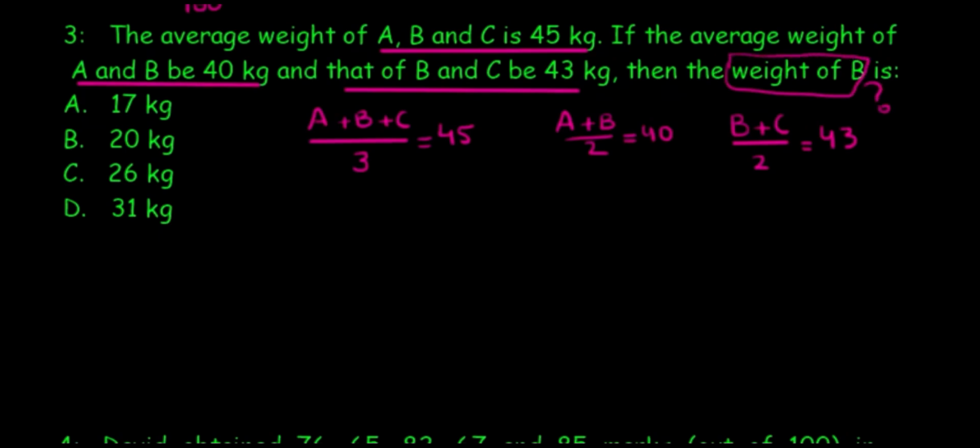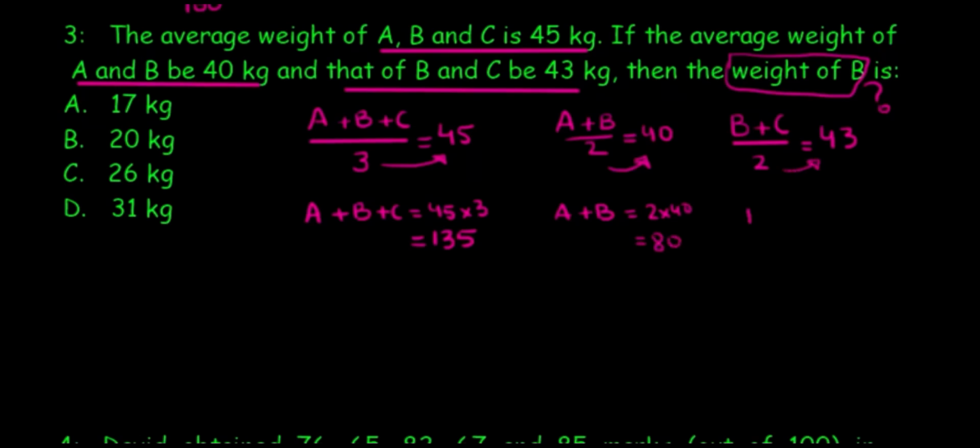I've got 3 equations and 3 variables. I just need to shuffle around the equations, play around with them until I get the answer. I've got 2 options. First of all, I want to get rid of the denominator. It's being divided, so it will be multiplication on the other side. A plus B plus C is 45 times 3, which is equivalent to 135. Then I've got A plus B equals 2 times 40, that's 80, and B plus C is 43 times 2, 86.